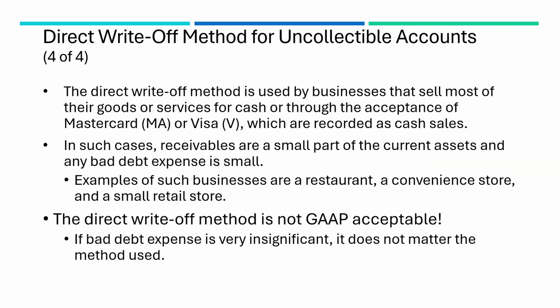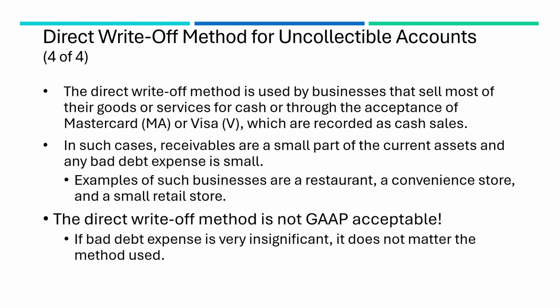And this is used really only by businesses where the amount of bad debt expense is so insignificant that they don't want to bother with creating an allowance for doubtful accounts and maintaining the uncollectible accounts balance. They don't want to deal with that record keeping.